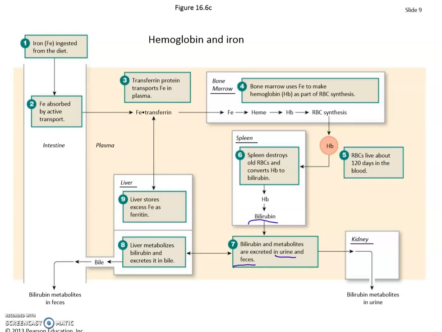So here, the kidneys will take care of the water-soluble bilirubin metabolites and excrete them via the urine, and then the liver, these other bilirubin metabolites, they will be excreted in the fecal material right here. So bilirubin metabolites in the fecal material.